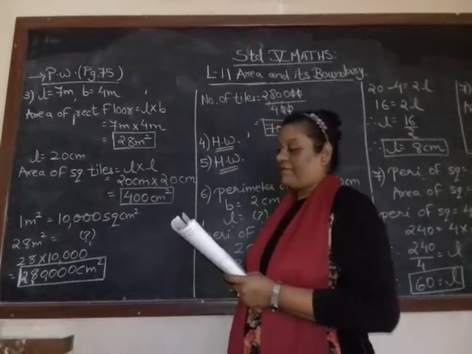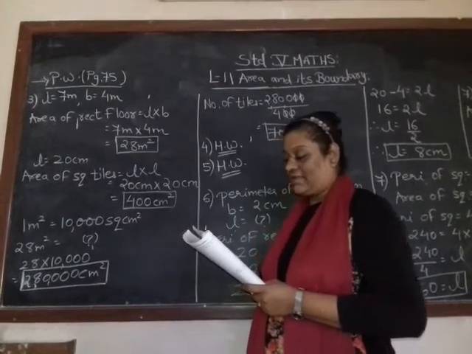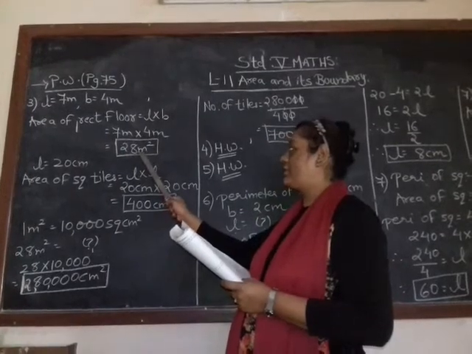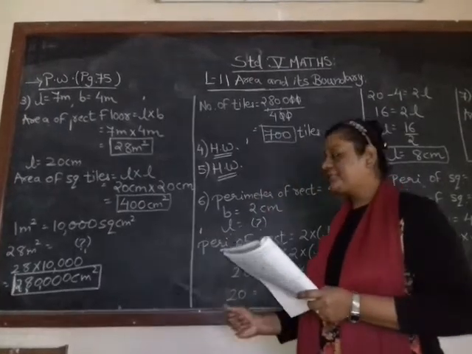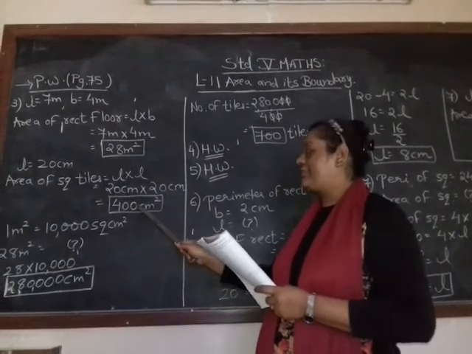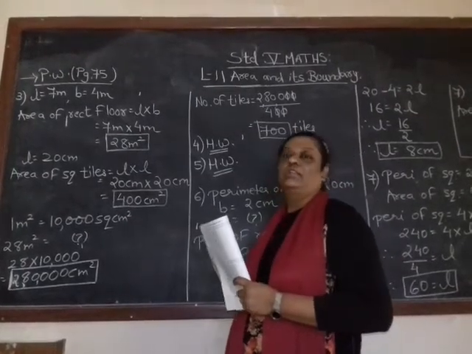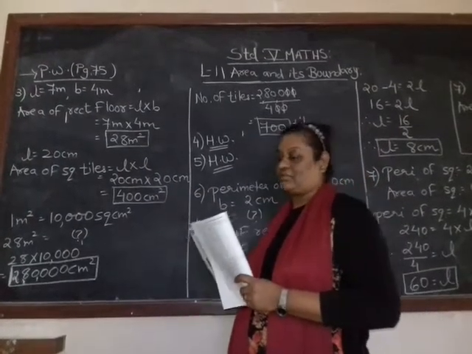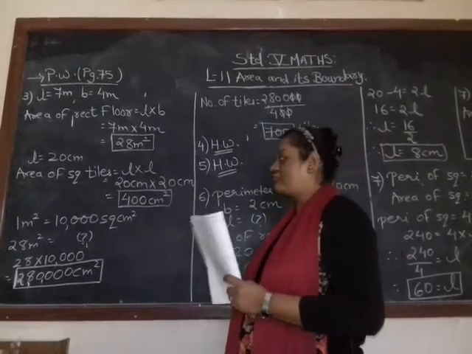Yes, here we have two figures given, square tiles as well as a rectangular floor, but the unit used for the rectangular floor is meter, whereas for square tiles it is centimeter. And you know very clearly, when we have two units of different type, we cannot solve the sum. So in short, we have to convert the units to make them same. Either you can convert meter to meter or centimeter to centimeter. But again, here is a question, into which unit we have to convert.